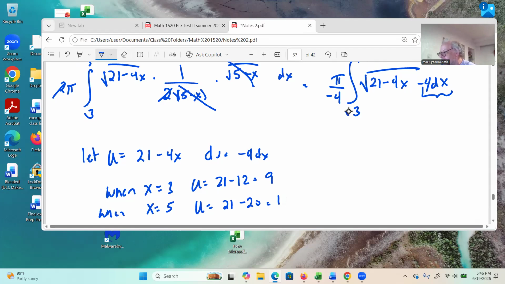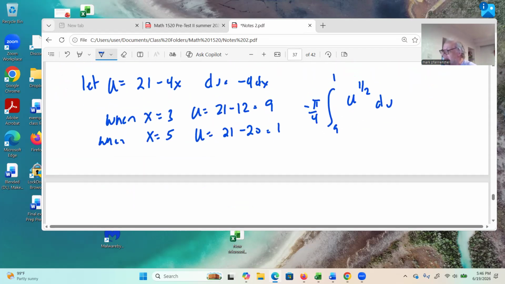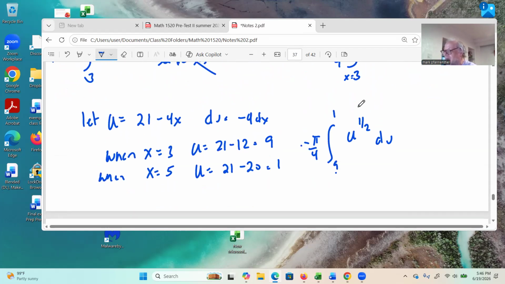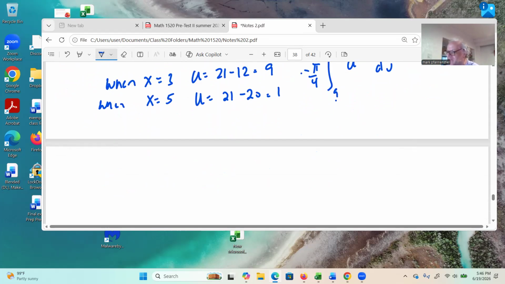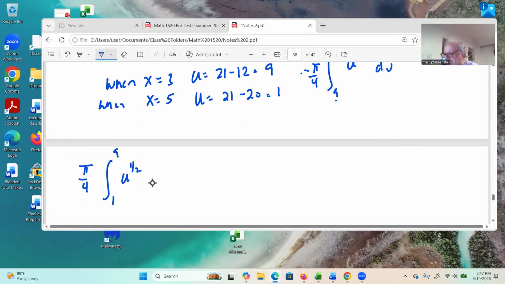So instead of the x's here, we now have u's. I have negative pi over 4 integral from 3 to 5 of u to the 1/2 power du, because negative 4 dx was my whole du here. I'm going to do one more little trick here: when you have a negative sign on the outside, you can swap the order of integration. So this is going to be pi over 4. Why would you do that? Trust me, it's a little bit nicer. And we have 1 to 9, because I'm used to writing low number to high number, and it makes me feel better. Then we have the integral of u to the 1/2 power du.